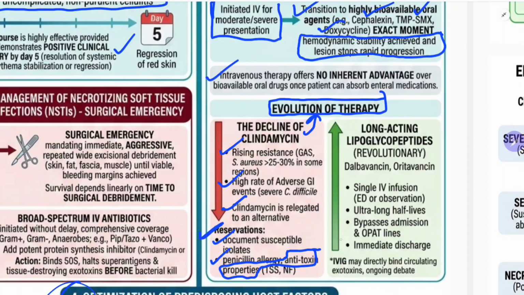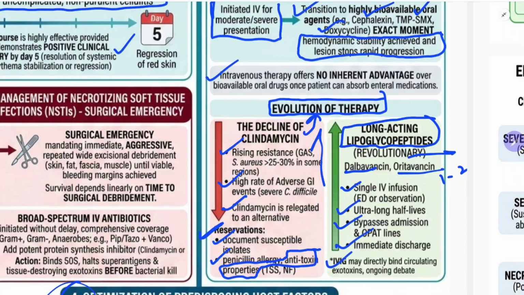Okay, now what has evolved? These long acting lipoglycopeptides, which break the cell wall. You can remember the "vancins": dalbavancin and oritavancin. Because they have a very good half-life of 1 to 2 weeks, one infusion will act for 1 to 2 weeks. So give a single IV infusion in the ED. They have ultra long half-lives. This bypasses admission and oral therapy lines, and immediate discharge is possible.